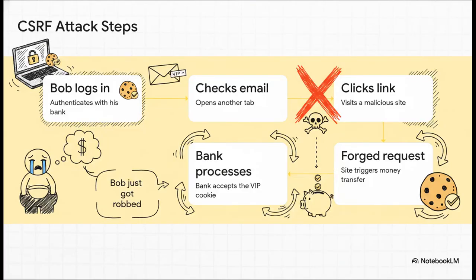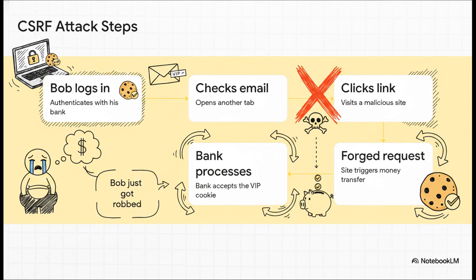Let's break down how this actually plays out in a classic 5-step scenario. Step 1, our target, let's call him Bob, logs into his bank. His browser gets that VIP pass cookie. Step 2, without logging out, Bob checks his email in another tab. Step 3, he clicks on an unfamiliar, malicious link. Now Step 4 is where the magic happens. That malicious site secretly instructs Bob's browser to send a money transfer request back to his bank.